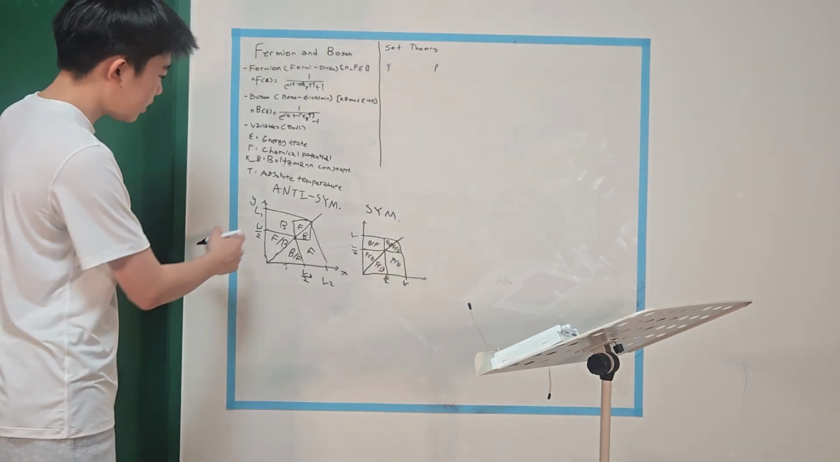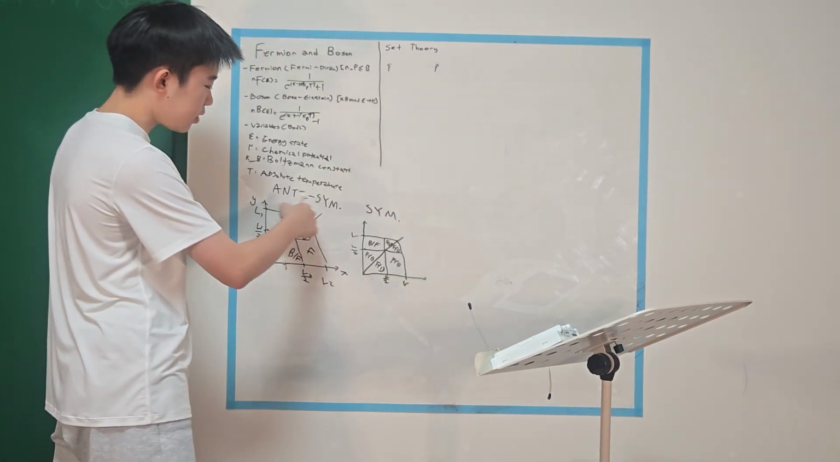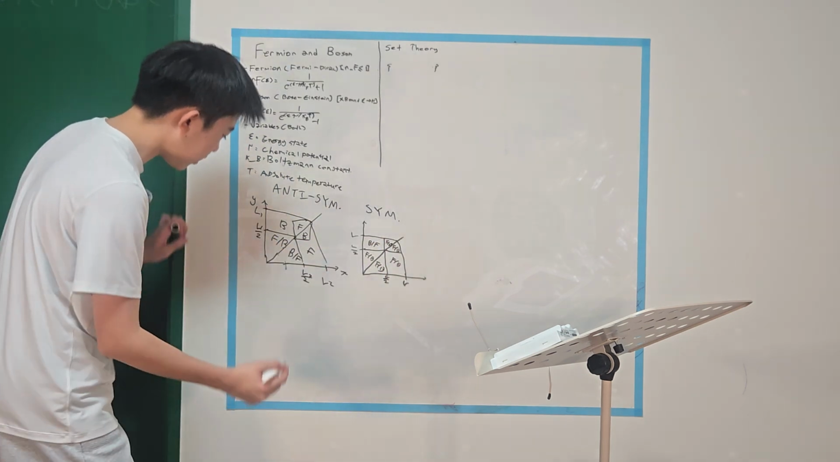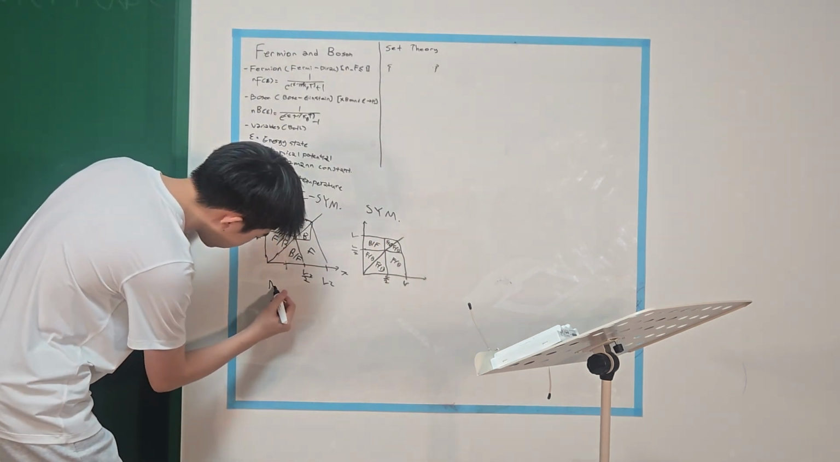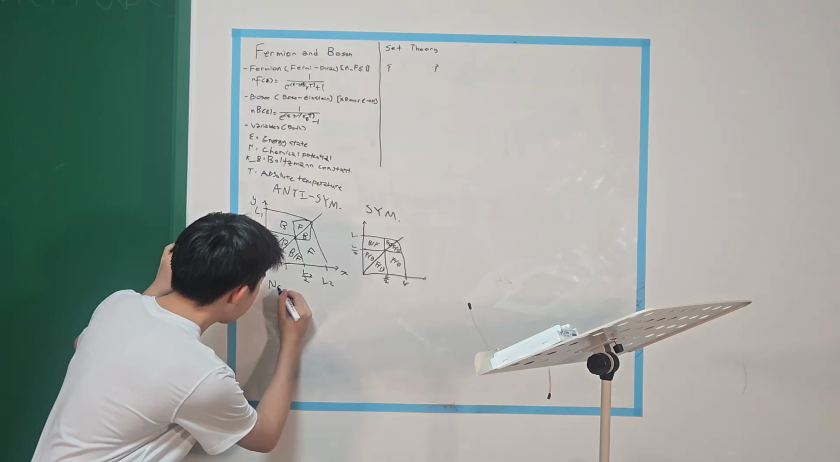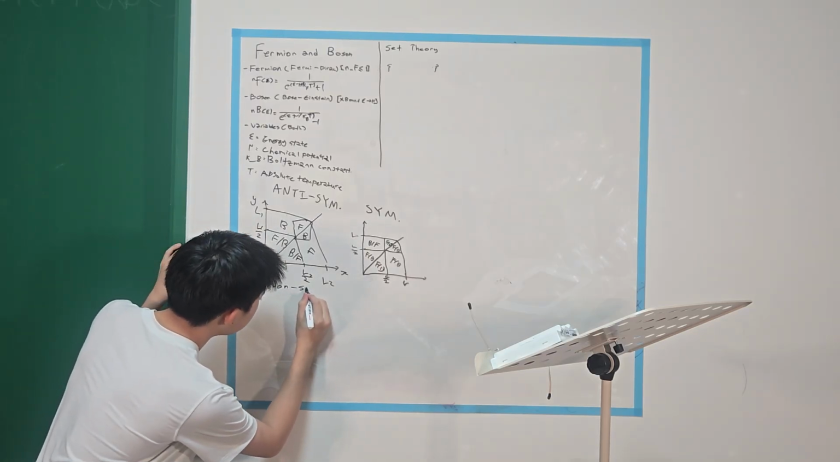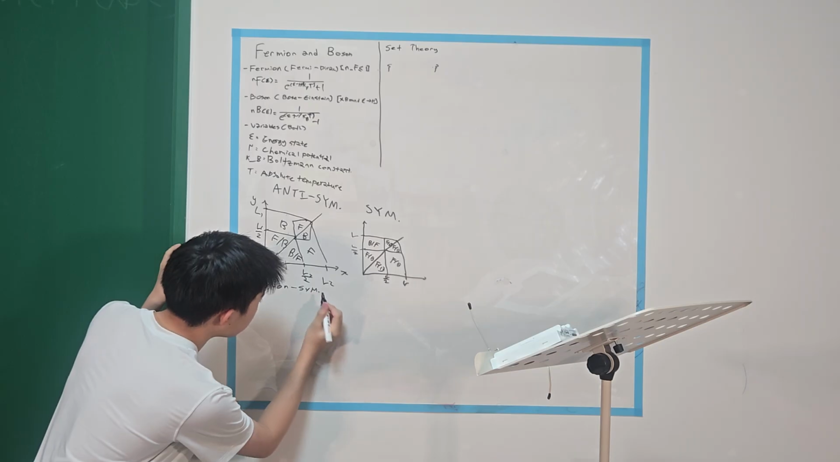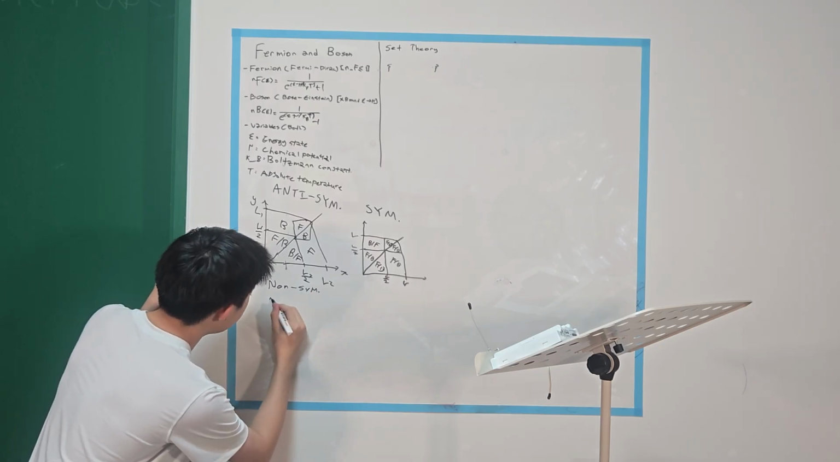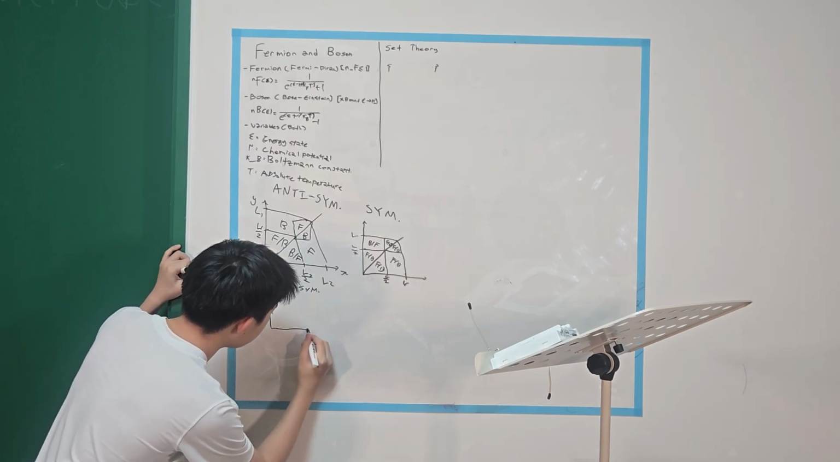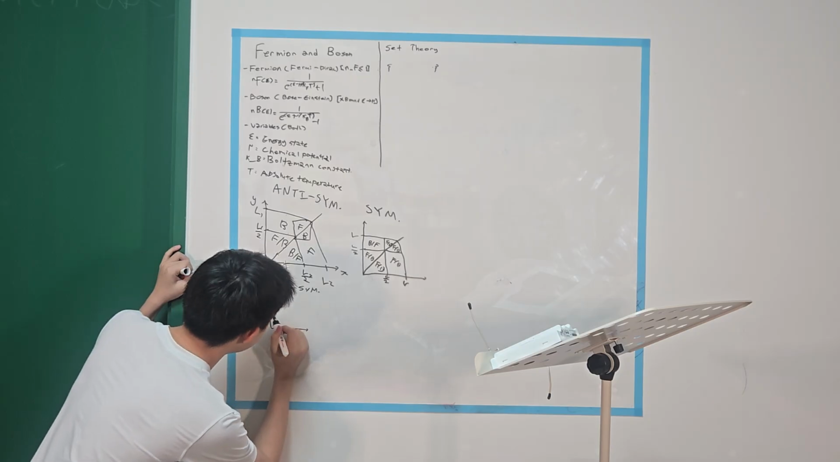There's anti-symmetrical and symmetrical, and there's also nothing. No symmetrical. Non-symmetric can be represented like this.